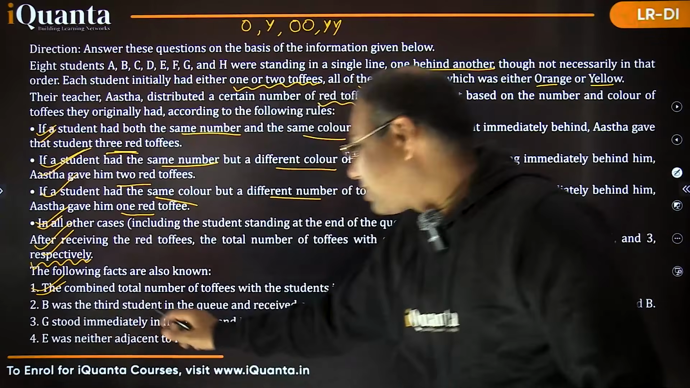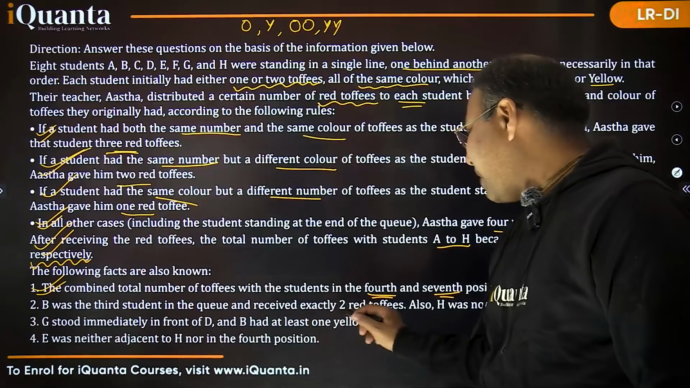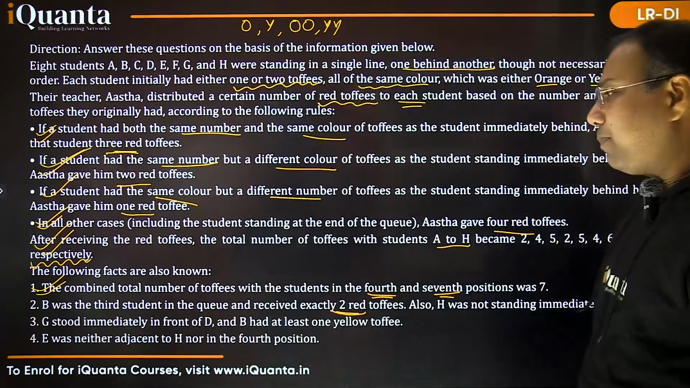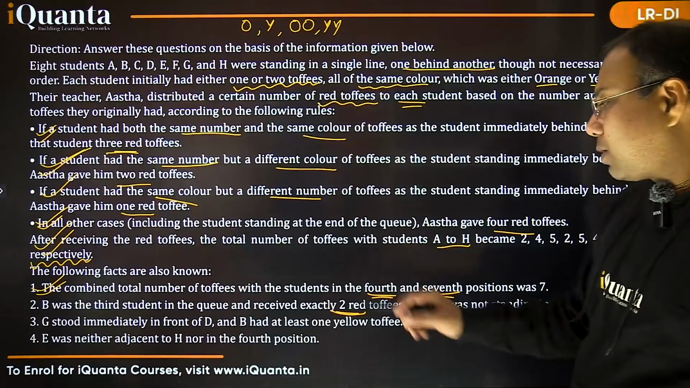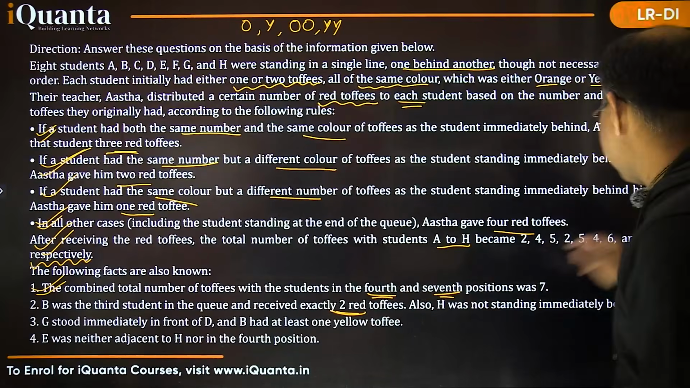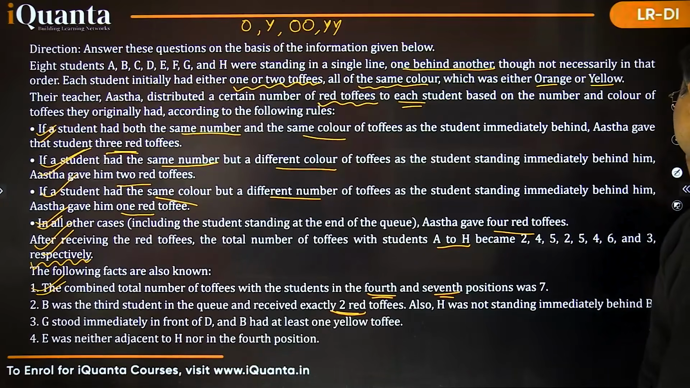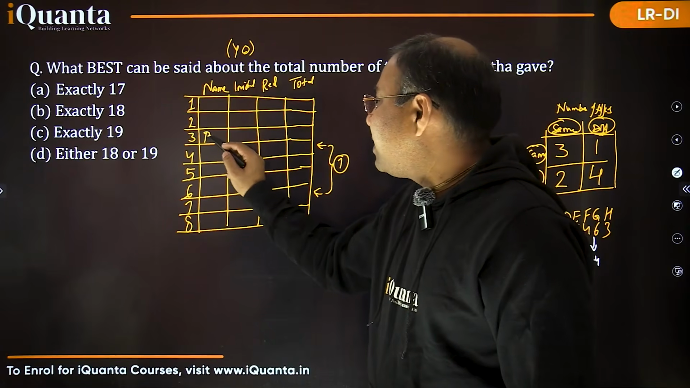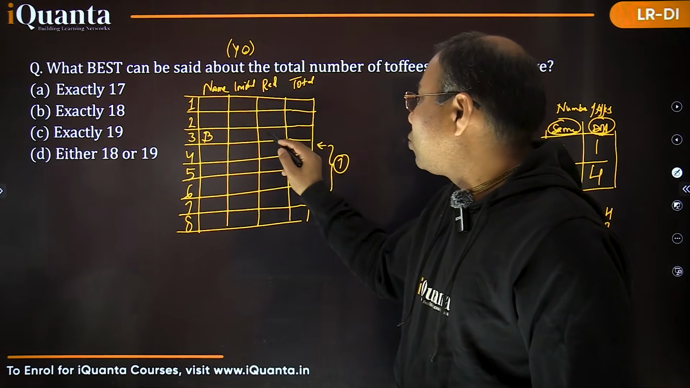So B was the third student in the queue and received exactly 2 red trophies. Okay, that's a very nice sentence. We can safely put it there. So B was the third student and received 2 red trophies. Let me mention it. So the name of the student is B, and he received exactly 2 red trophies.